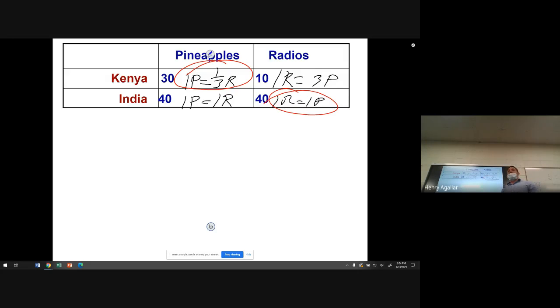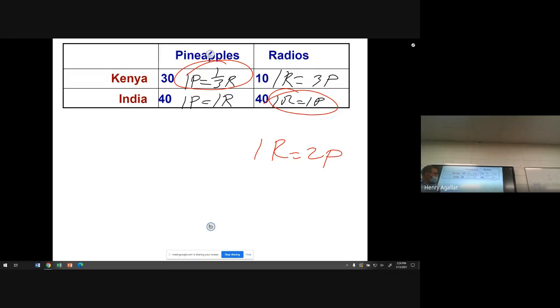Write out a term of trade, please, that satisfies both. Term of trade that satisfies both. Luke, what do you have? 1 radio equals 2 pineapples. Okay, does that work?